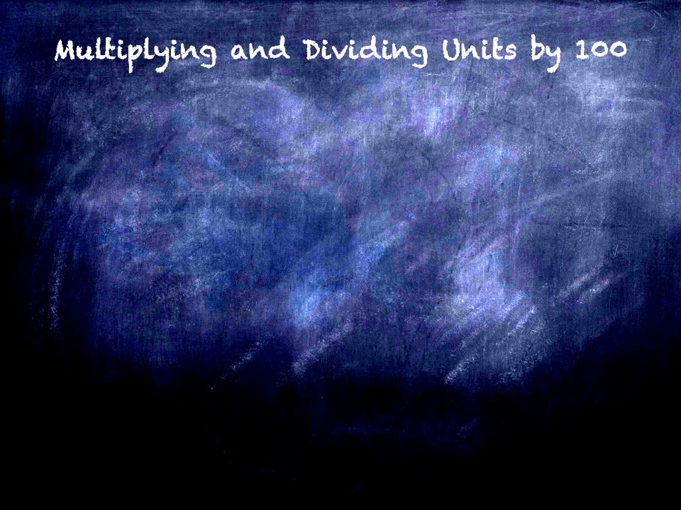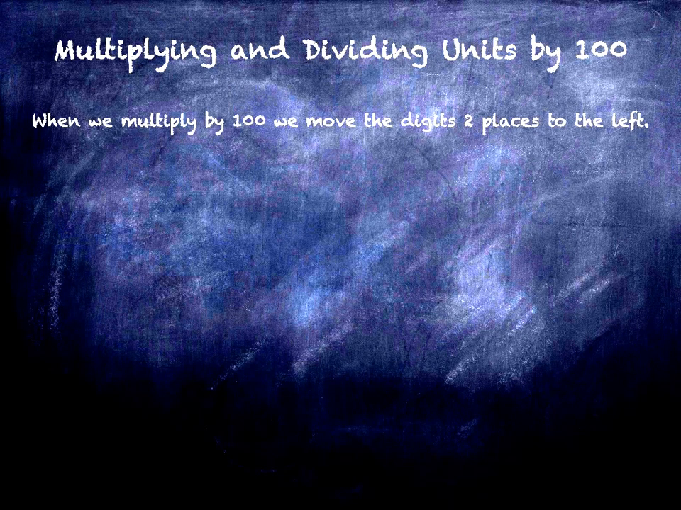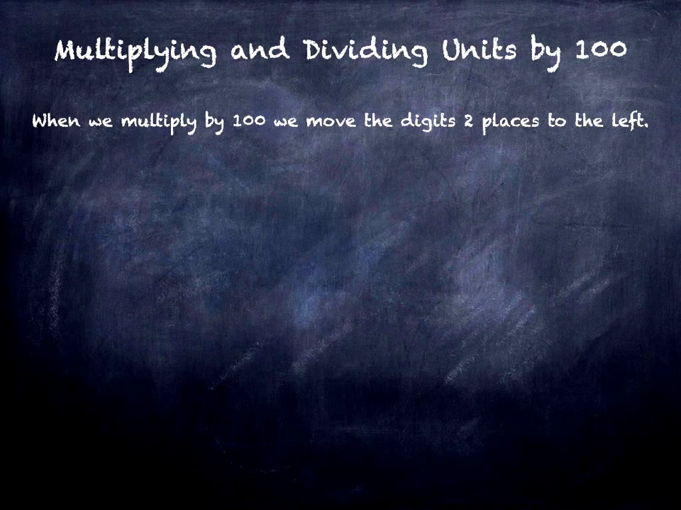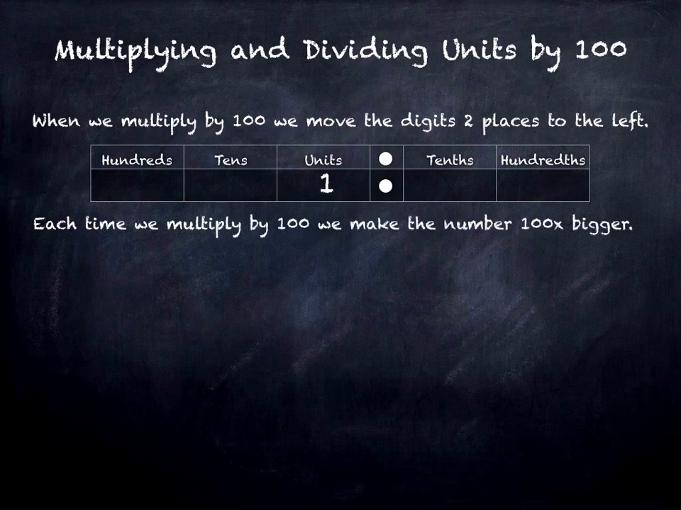In this video we're going to be looking at multiplying and dividing units by 100. When we multiply by 100, we move the digits 2 places to the left. Here's our handy grid, and we're going to be working with the number 1. Each time we multiply by 100, we make the number 100 times bigger. There we go, 2 places to the left, 1 times 100 is 100.